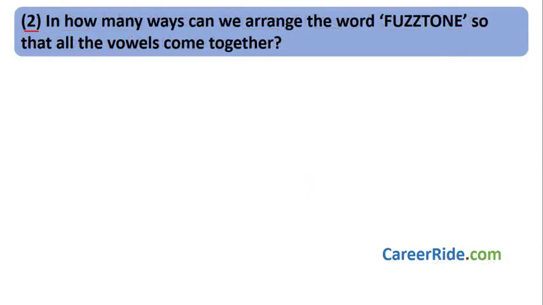Question number 2. In how many ways can we arrange the word FUZZTONE so that all the vowels come together? Again, we have the word arrange over here. Arrange is related to factorial, that is n factorial. There is no select, only arrange is there. What is the word they have given? FUZZTONE.